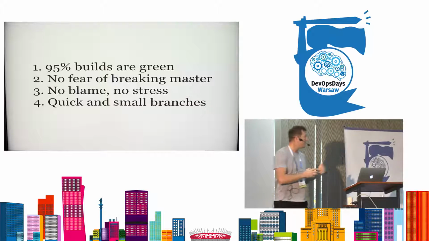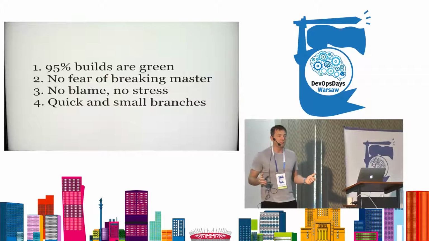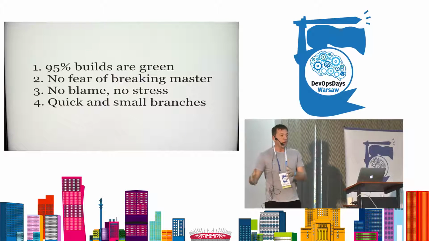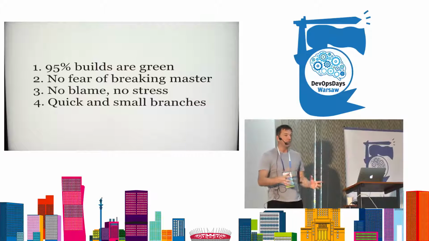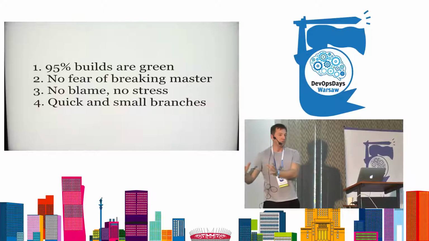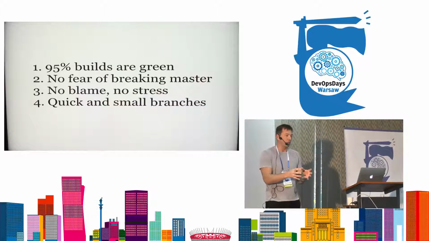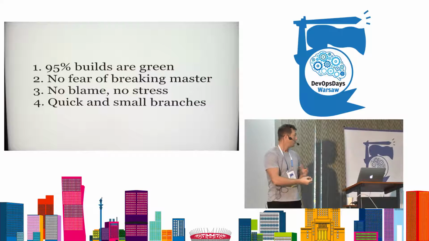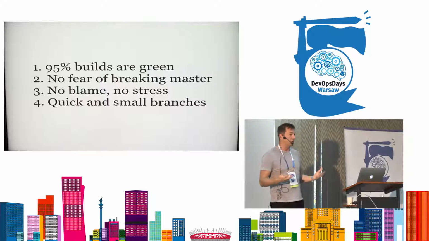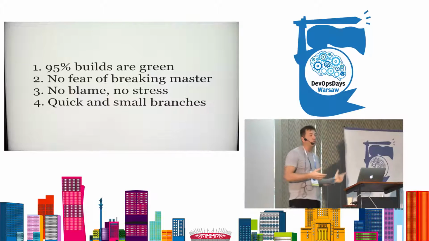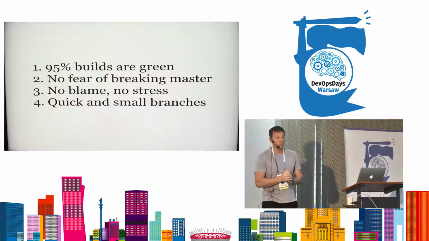The third one is that we don't have any blame, no stress. We don't blame programmers for breaking master, because we know that if somebody breaks something in the mainstream of development, in the master branch, it means that our pre-flight check is not strong enough. So we don't put the blame on the programmer, we put the blame on the bot and say, probably we don't control it properly if some code actually managed to go through. So we blame the script, which is also good for the culture of development. And number 4 is that we have quick and small branches, which is also an achievement.